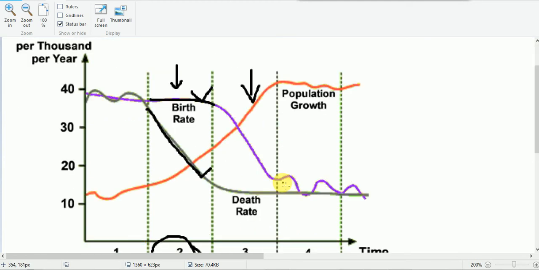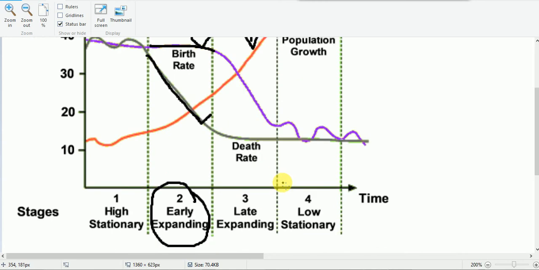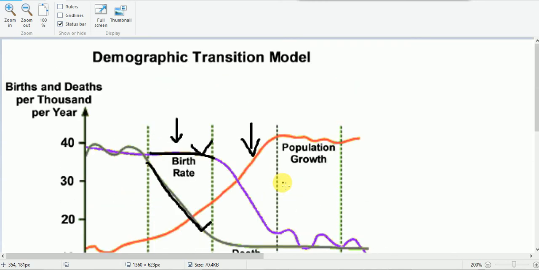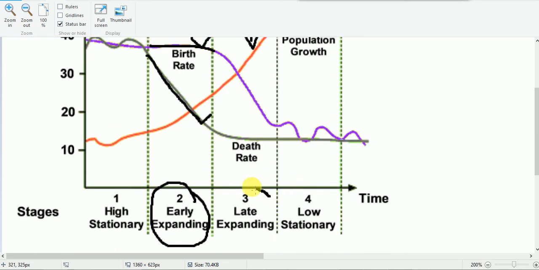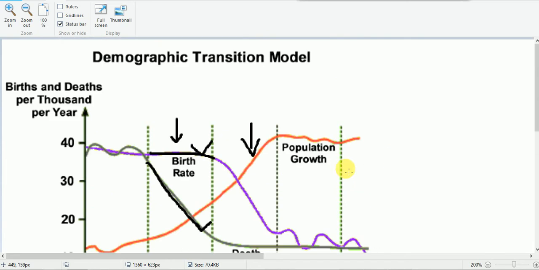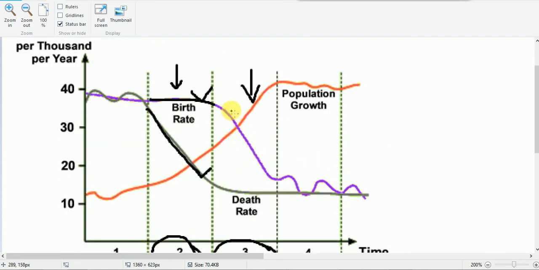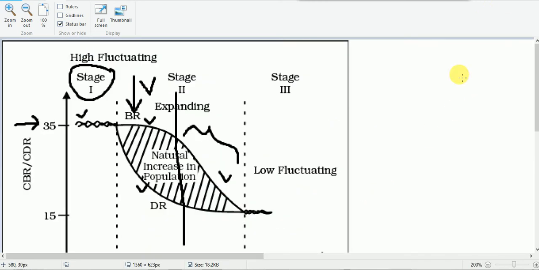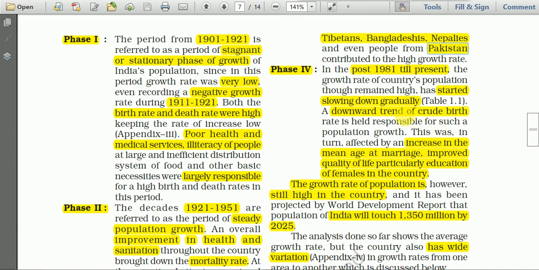So phase 3 of India's population growth can be compared with stage 3 of the 4-stage model of demographic transition theory. See here, this is stage 3 of the 4-stage model, late expanding. During this time, the birth rate is high but declining, and the death rate has declined considerably. And next we have phase 4. In the post-1981 period till the present, the growth rate of the country's population, though it remains high, has started slowing down gradually, as we observe in table number 1.1.